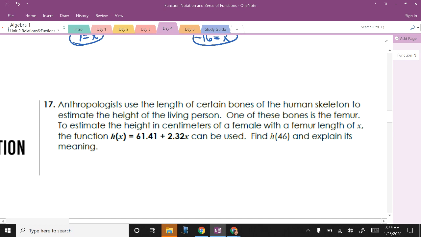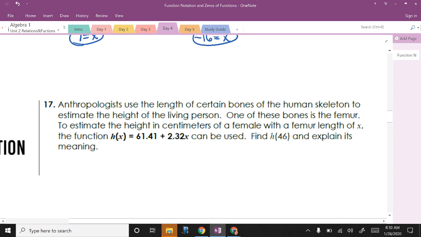Okay, so to estimate the height in centimeters of a female with a femur, y'all know what the femur is? The big leg bone, right? Right from hip to knee. The height of a female with a femur length of x, there's actually a formula for it. 61.41 plus 2.32x can be used. So they're finding a femur of 46 inches and explain its meaning.